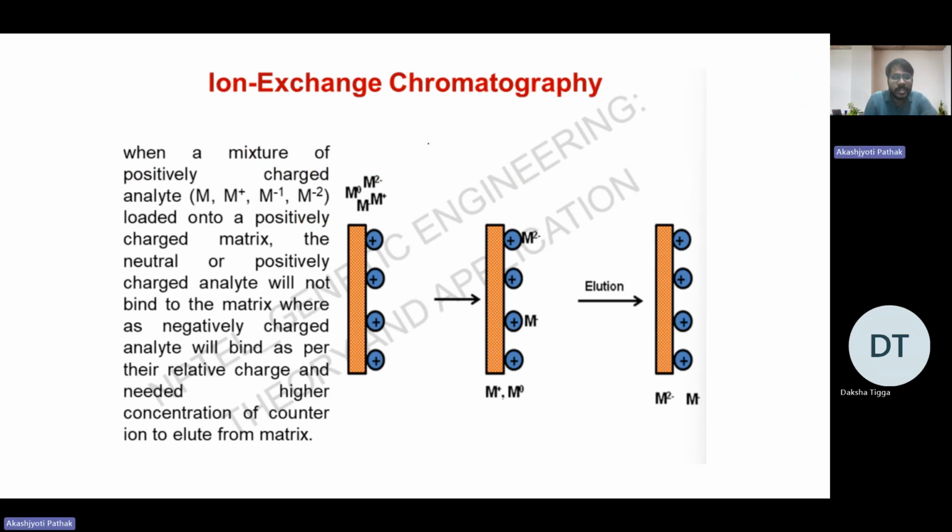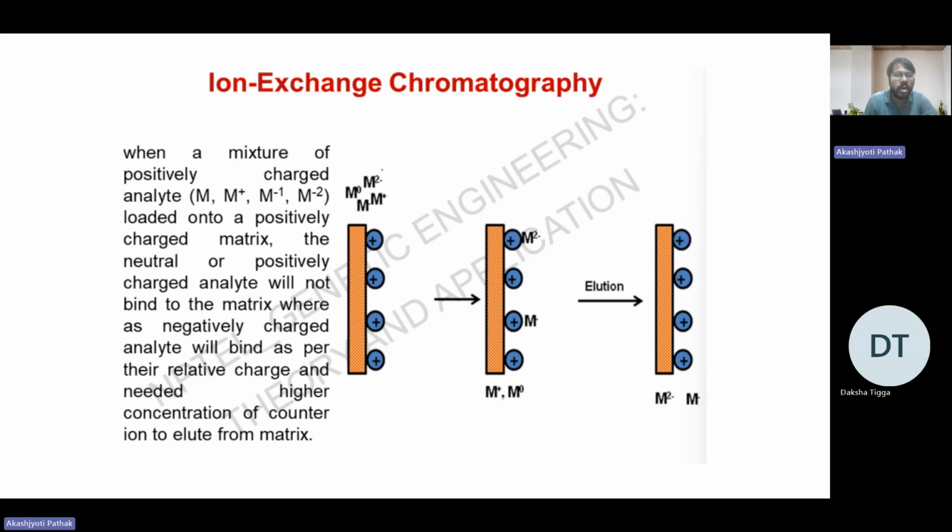So see this figure carefully. This orange color structure is your column. This is the matrix of the column, and the matrix of the column can either be positively charged or negatively charged. Here in this case, it is positively charged. If the matrix is positively charged, then what will it do? It will attract negatively charged species.